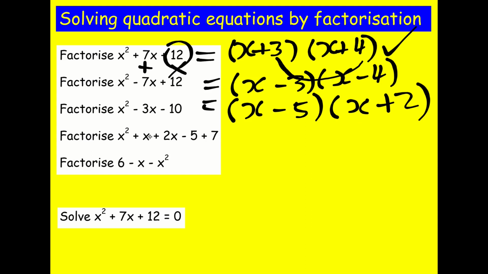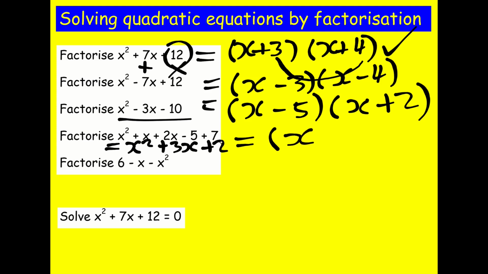Okay, this one we've got a little bit of work to do first. We're going to have to tidy it up. x squared plus 3x plus 2. Okay, so they won't always be nicely written for you. You might have to simplify it first, but this is positive and this is positive. That's only actually going to leave one possibility.